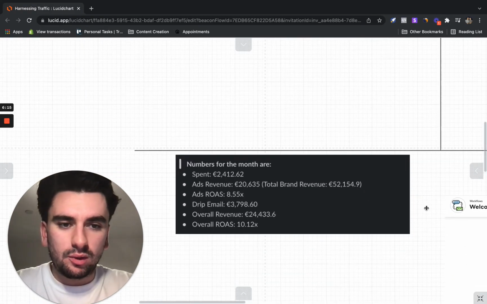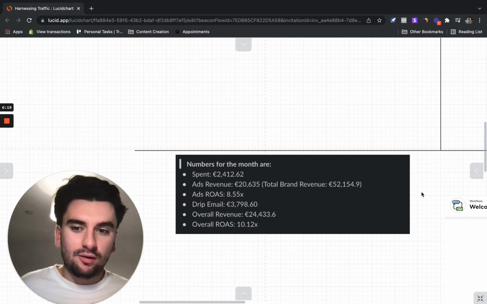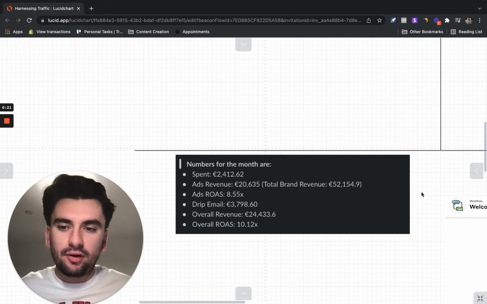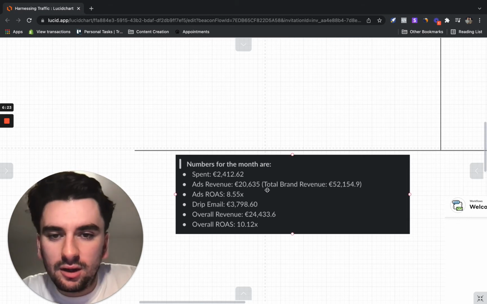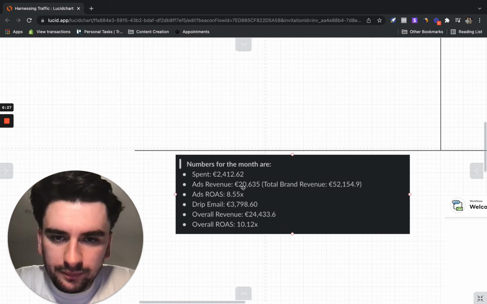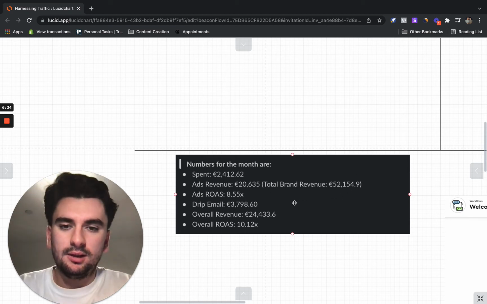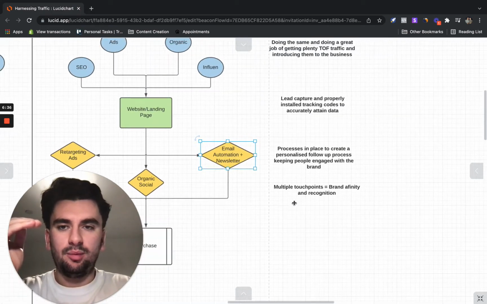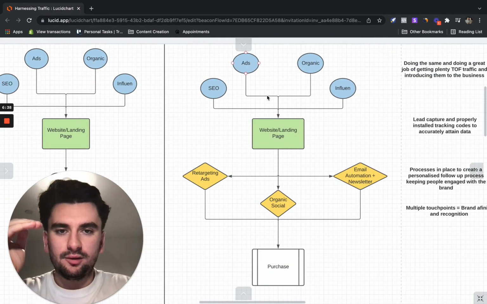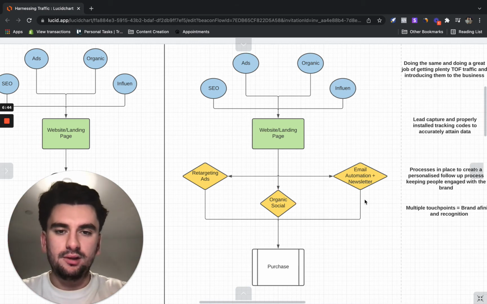So this is one client, and this is what a typical month looks like. This was November, obviously with Black Friday promotions and Christmas promotions. You can see for the month, spend €2,412, ads revenue 20,635 of a total 52,000 for the business. So not only are we introducing ads at the top of funnel here, these ads are feeding in here, your organic social is improving, the affinity, and the general flow of traffic is increasing dramatically.